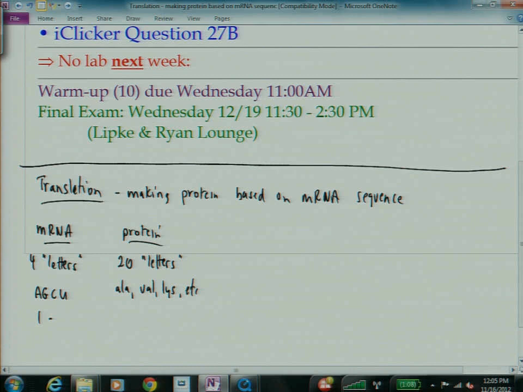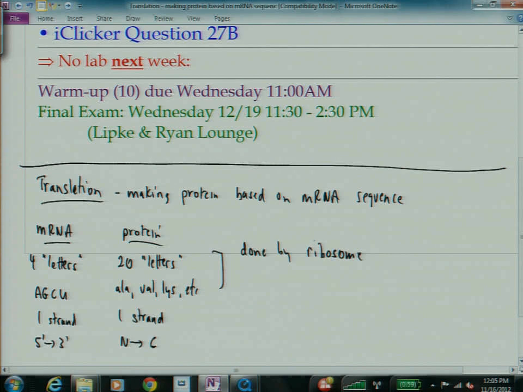A couple things. This is done by a thing called a ribosome. And that is a complex of protein and what's called rRNA, ribosomal RNA. So if you were going to be consistent in how you named it, you'd call it protein polymerase.